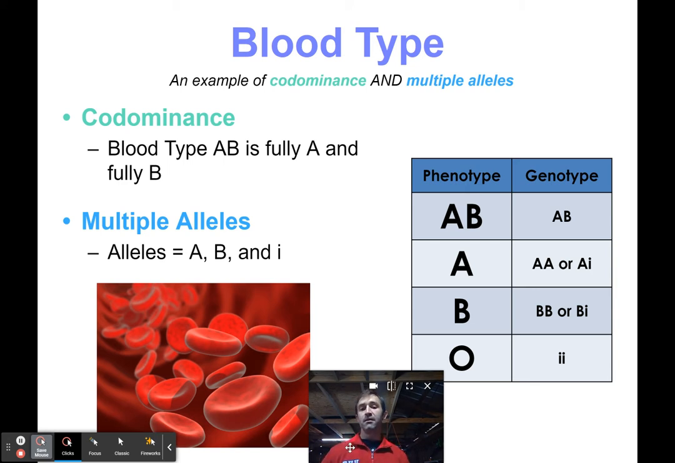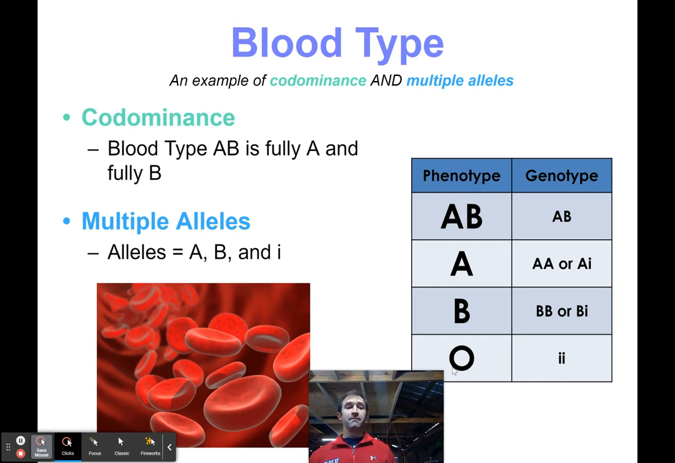i is recessive to A and B. So that means if A and B are there, there's no i. And basically what we're saying with i is if A and B are absent, then you represent O with the letter i. So blood type, here it is down here. Your genotype would be ii, right? And that's O. That's blood type O.